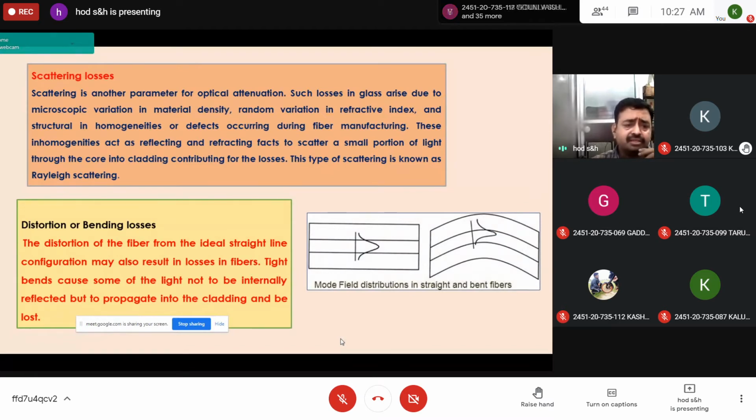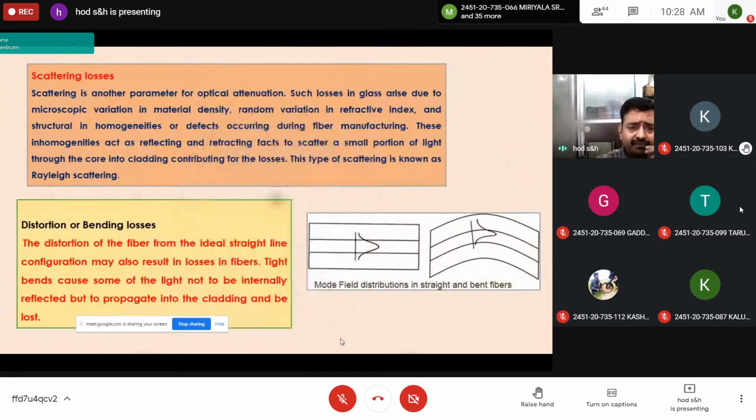And the third one is distortion or bending losses. The distortion of the fiber from the ideal straight line configuration may also result in losses, because the light bends cause some of the light not to be internally reflected, but to propagate into the cladding and be lost. Because of the bending of the cable, the light which should move straight to reach the other end of the optical fiber may scatter through the cladding material. These are called bending losses. There are many reasons for this.